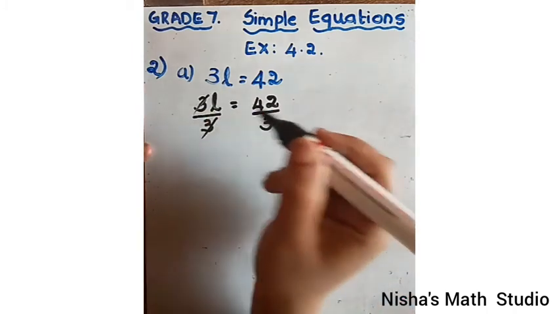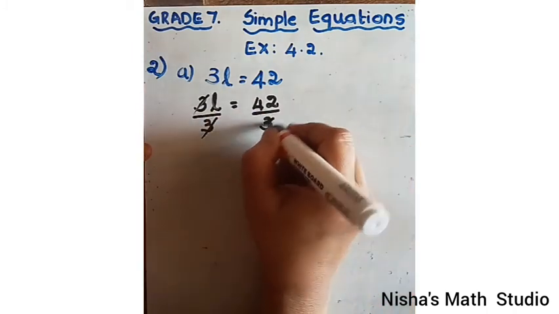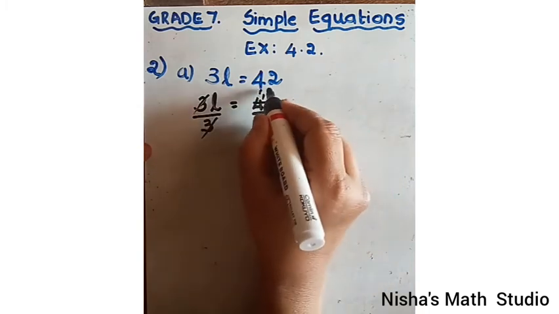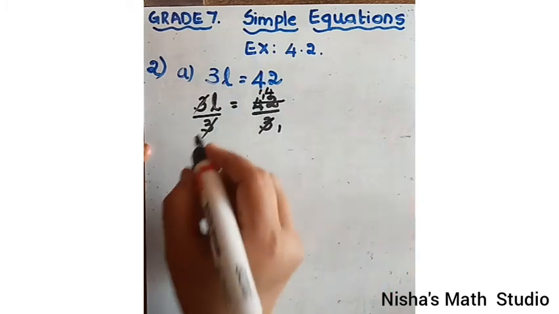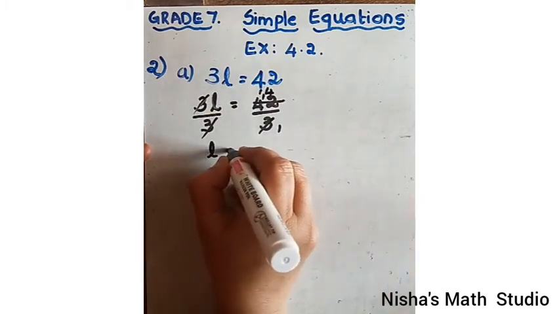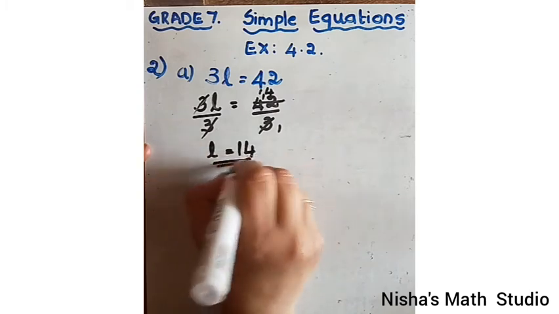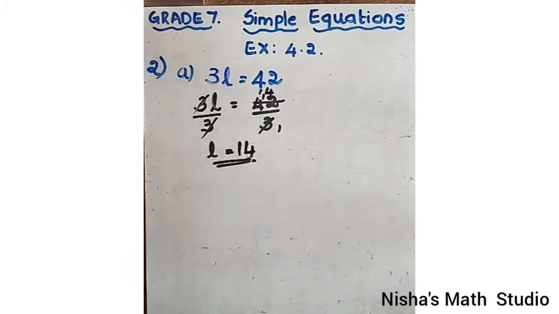3 ones get cancelled. 3 ones are 3. 3 ones are 3. 12 will remain. 3 fours are 12. So, on the left hand side you have L, which is equal to 14, which is the solution of this equation.